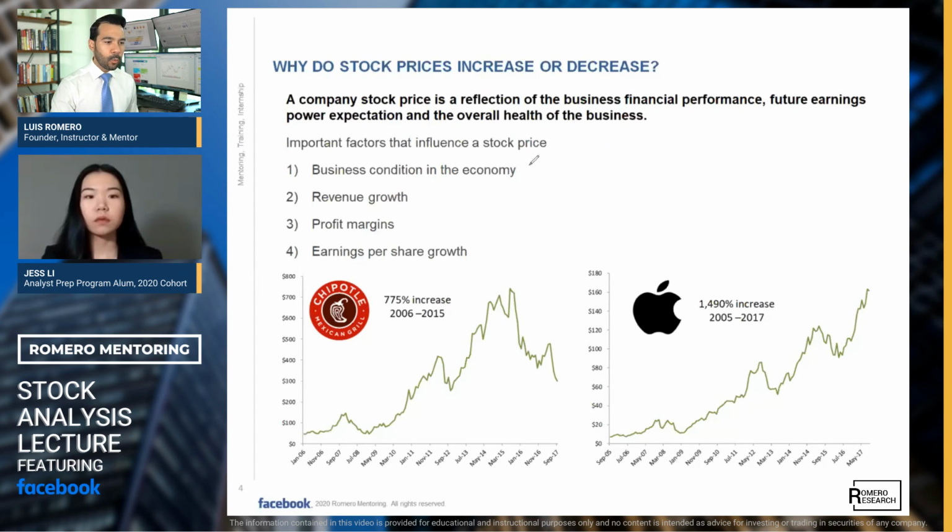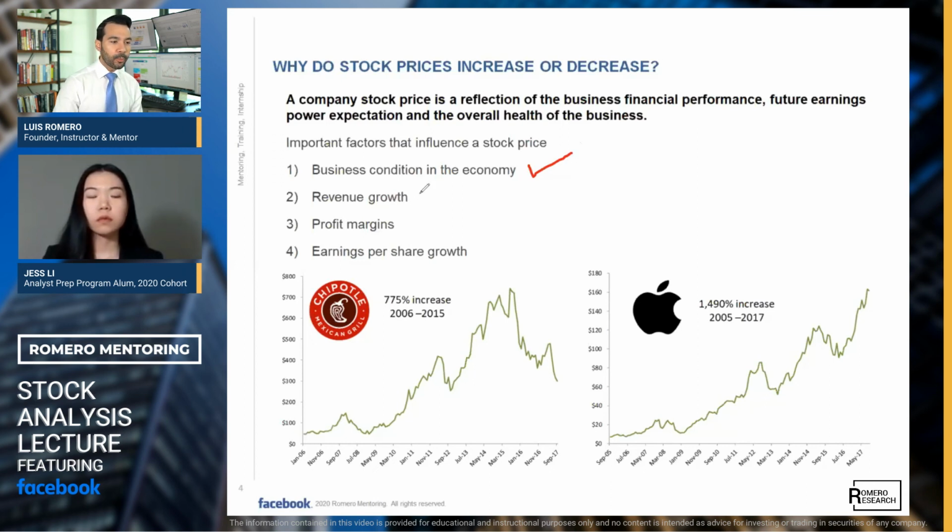The first one, what are the business conditions in the economy? Is the economy growing? Is it contracting? Is it at a standstill? Is there inflation being anticipated by the market, and what are interest rates? It's very important that you understand the current situation that the business you're evaluating or the stock that you're investing in is operating under.